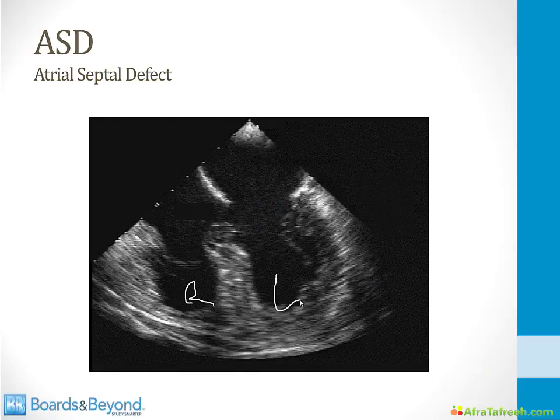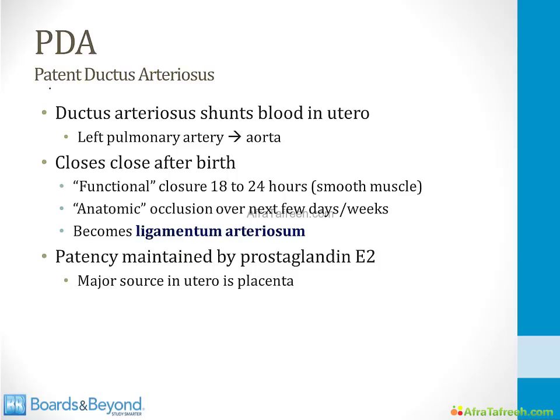This is the right ventricle here and the left ventricle here. This is the right atrium here and the left atrium here. There's a hole between the right and left atria that are located low in the interatrial septum, close to the ventricles and AV valves. Now let's talk about a patent ductus arteriosus.